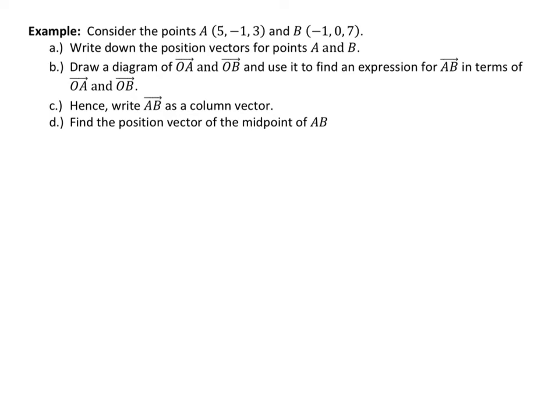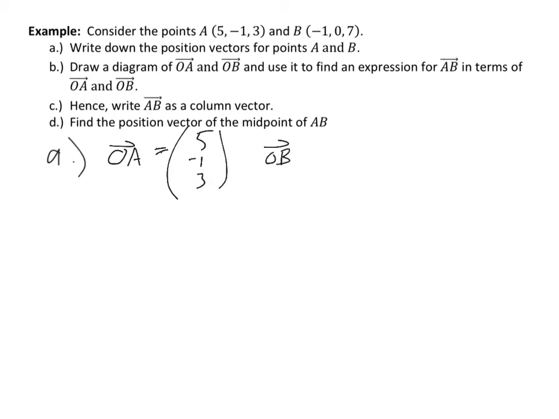All right, so let's see if we can put some of that knowledge about position vectors to use here. As an example, let's consider the points A and B. So part A of this: write down the position vectors for A and B. Hopefully you saw from the previous slide that writing down position vectors for points is really easy. The position vector for A, we would notate OA, and it would be the vector 5, negative 1, 3.